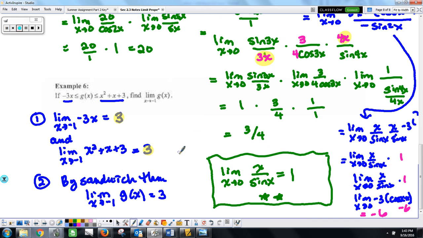All right, and that concludes our examples of using the special trig limits in conjunction with the limit properties that you saw in the previous sections.